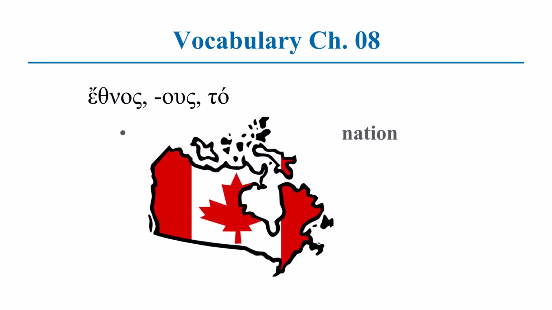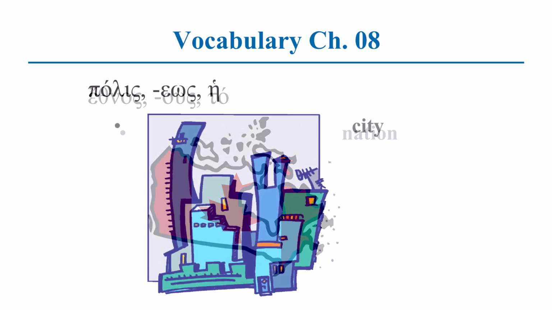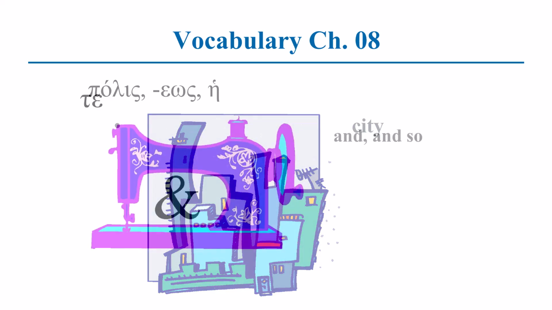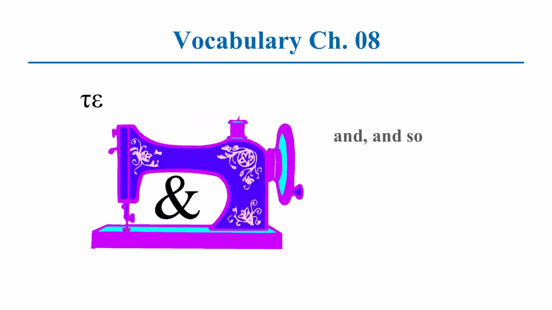Then you have the word ethnos. Ethnos means nation. This is why you get the word ethnicity. Then you have the word polis. Polis means city. And this is why you get the word Decapolis, meaning ten cities, because polis means city.